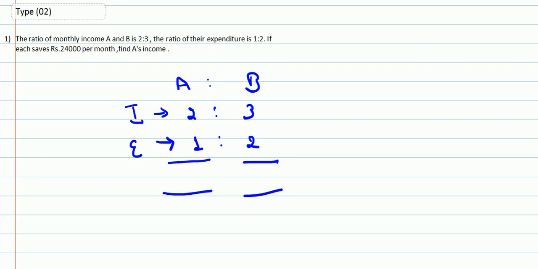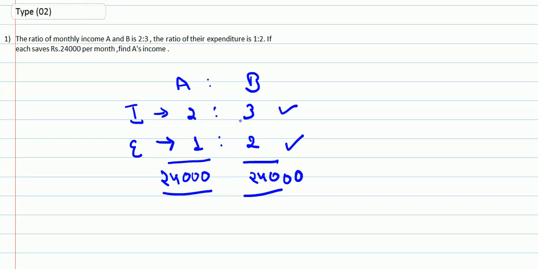We're going to solve this question in a tabular form, and you'll see that the question will be solved in just a couple of seconds. It says that the ratio of monthly incomes of A and B is 2:3, and the ratio of their expenditure is 1:2. Now if each saves 24,000, then we are going to find A's income.